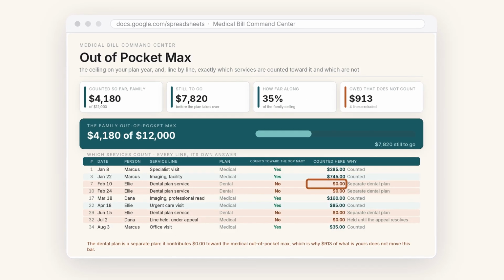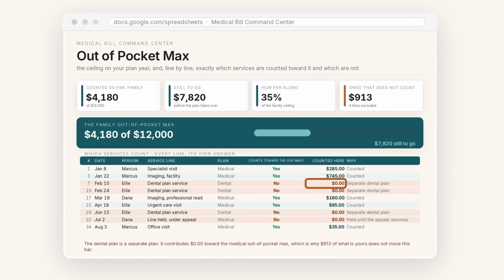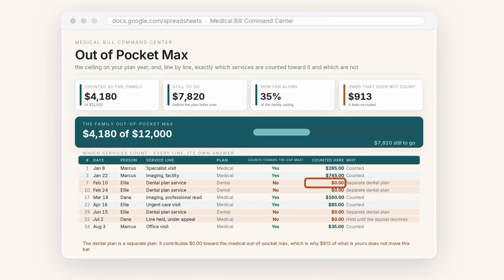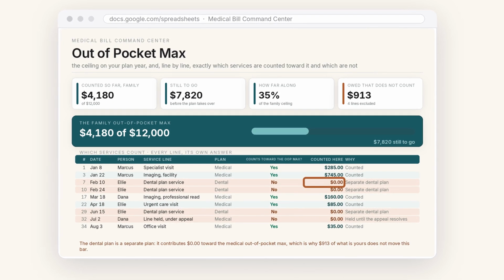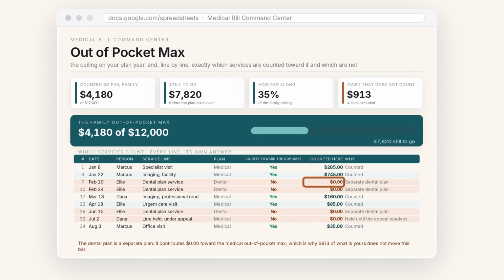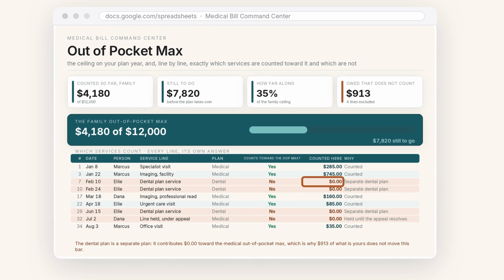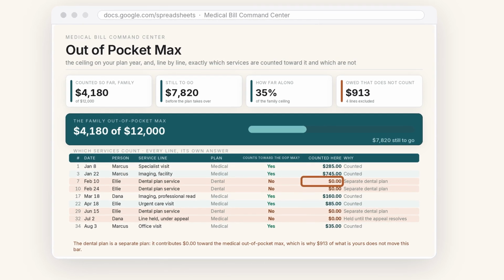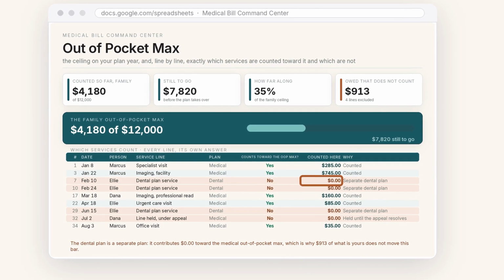The out-of-pocket max tab does the same for the ceiling. The family sits at $4,180 of $12,000. What makes it worth reading is the column beside every line. Does this one count toward the maximum? Yes or no? In the sample, the dental work sits on a separate plan, so it contributes $0 toward the medical ceiling. That is real money, and it correctly does not move this bar.